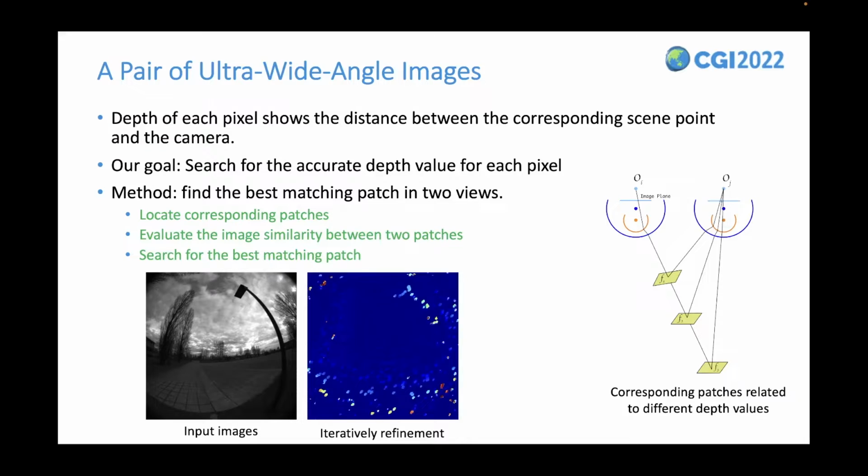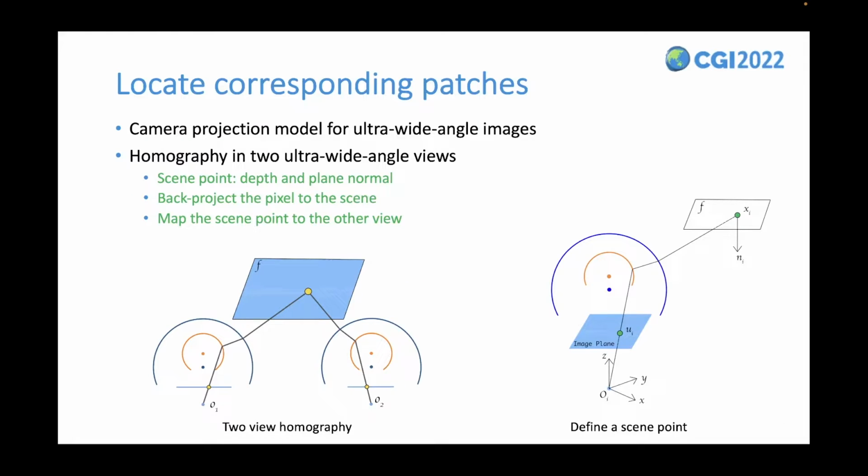So first, I will explain how to locate corresponding patches in two ultra-wide-angle images. Then we will evaluate the image similarity between those two patches, and how to search for the best matching patch in the other view. We use homography to perform plane mapping for each pixel to locate the corresponding patches. We define the scene point of each pixel by the plane it is located on, and we define the plane by the depth and the plane normal.